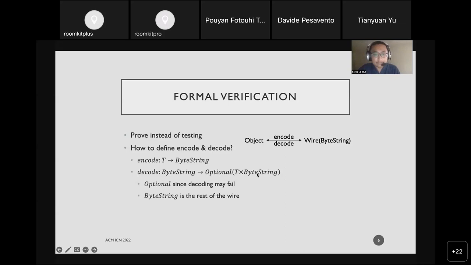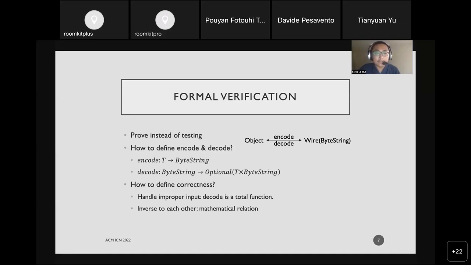So how do we define the correctness of this thing? First, the decode function must handle improper input. This is done by checking that decode is a total function. That is, for every input, we check that the decode function does not fall into an infinite loop, does not have memory access issues, and does not crash. Then it is good.